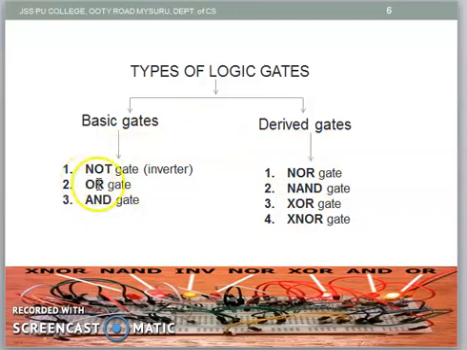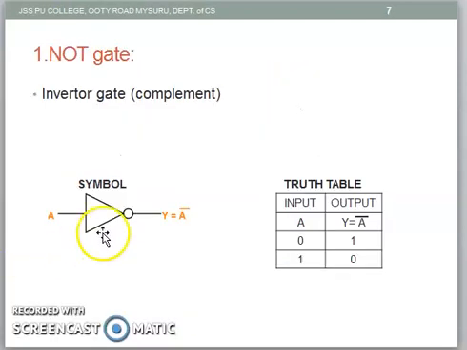In this session, we will study in depth the concept of the basic gates. The first type of basic gate is the NOT gate. The NOT gate is also called an inverter gate. Why is it called an inverter? Because it receives only one input signal and provides one output signal as its opposite. Meaning if the input signal is 0, the output is 1. If the input signal is 1, the output is 0. Meaning it acts like a complement.